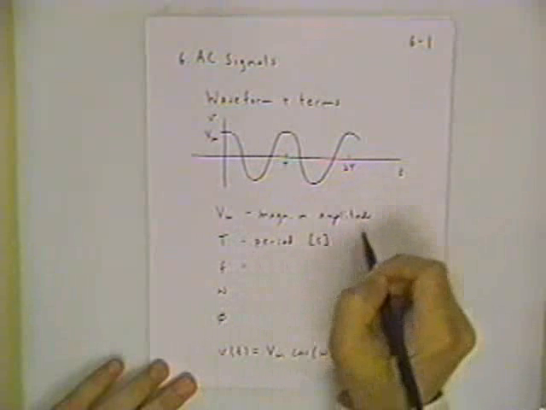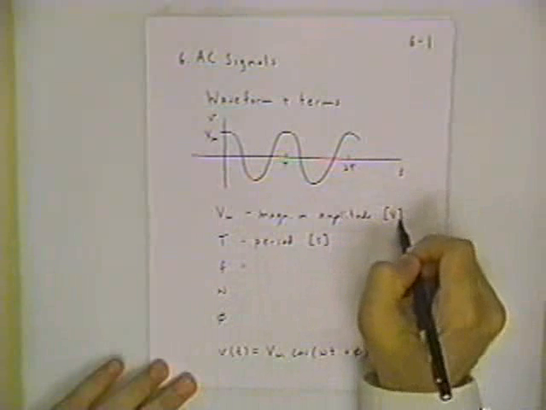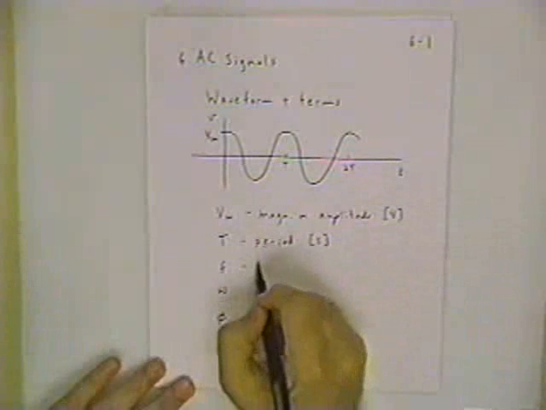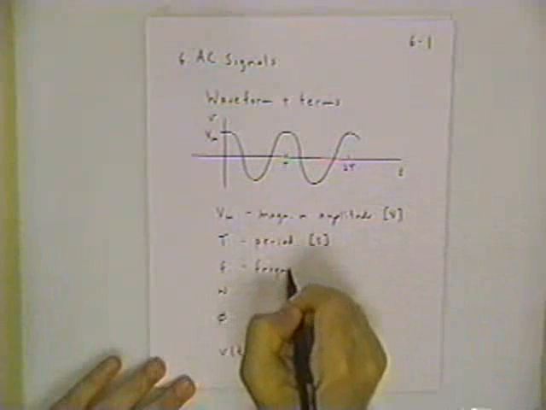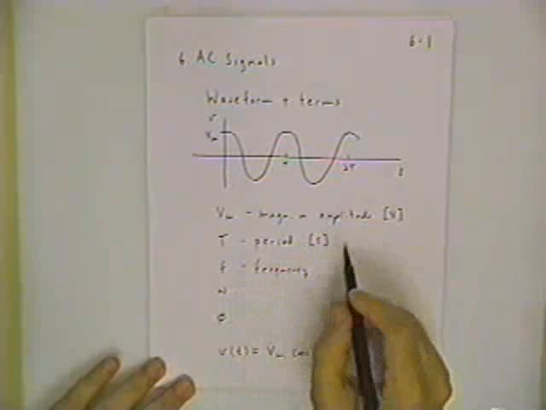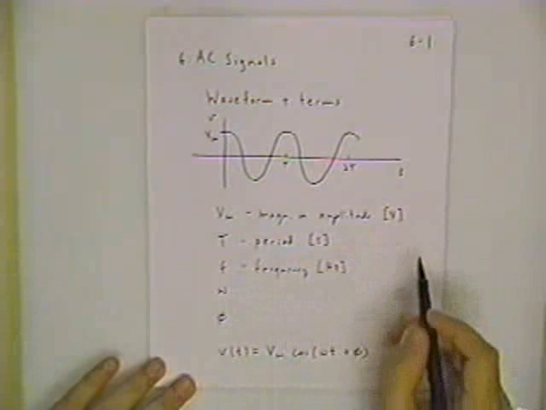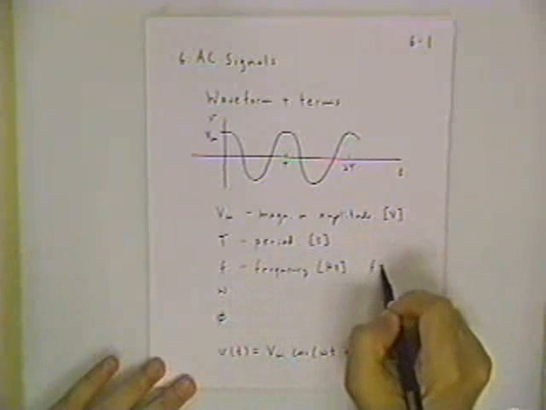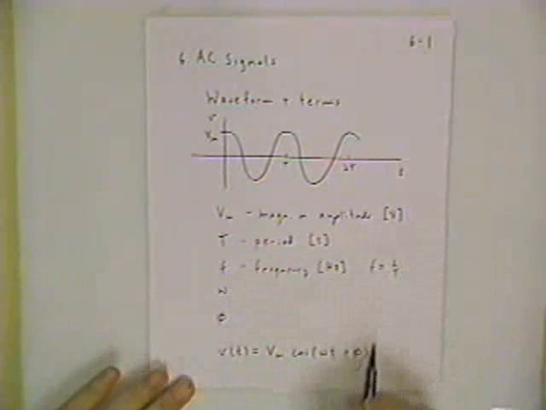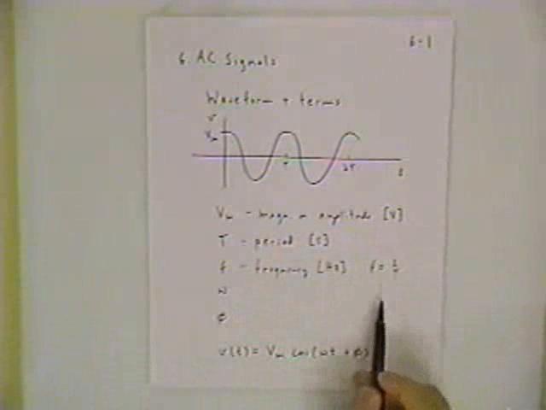That's measured in seconds. Of course, voltage amplitude would be measured in volts. F is called the frequency. It tells you how many cycles per second you go through. It's in hertz. And the first relation between these is that frequency and period are just inverses of each other.